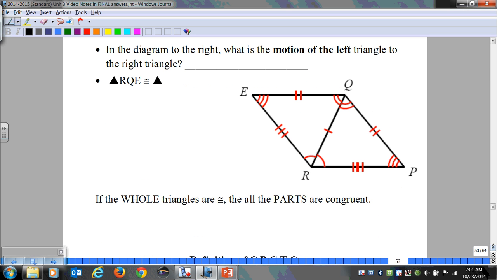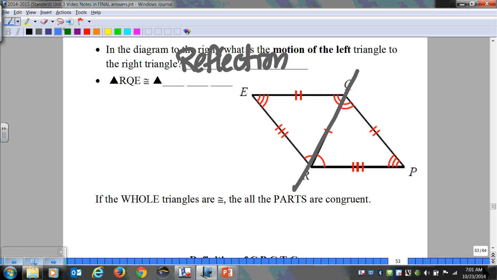Ready? Again, take a shot at this one. Same process. Name the motion. Correspond the vertices. Pause the video, do this, and then come back. Alrighty, welcome back. Now you should notice that this is not a rotation. This is a reflection. It's a mirrored image. So you should have reflection.